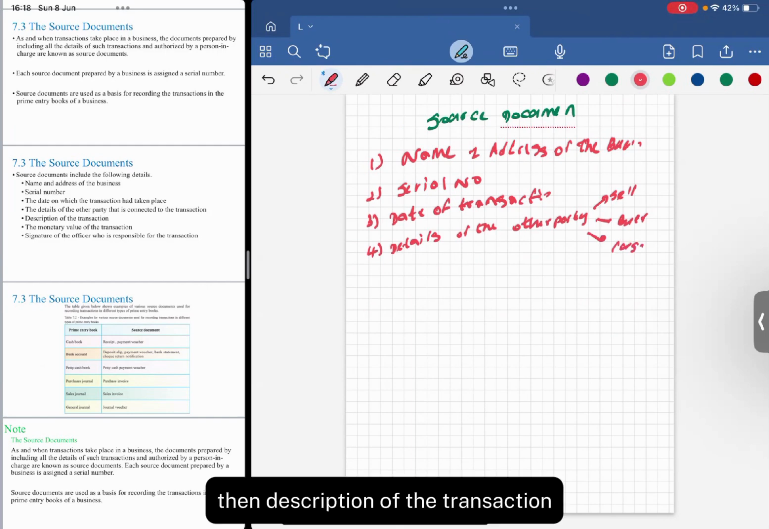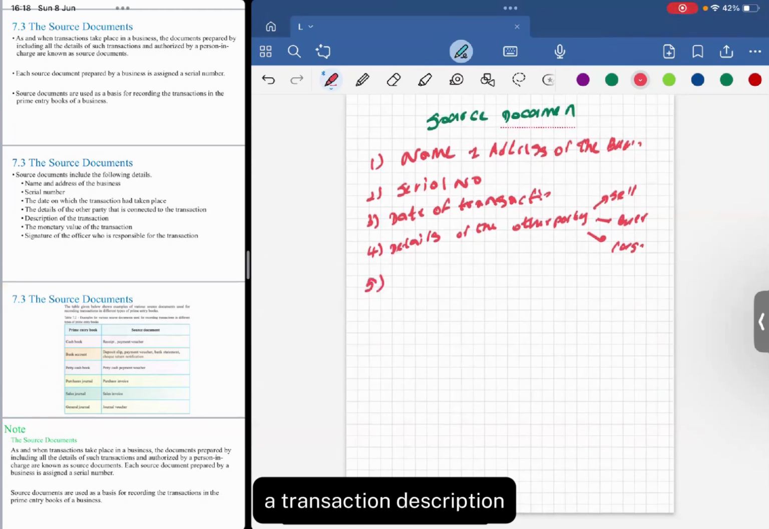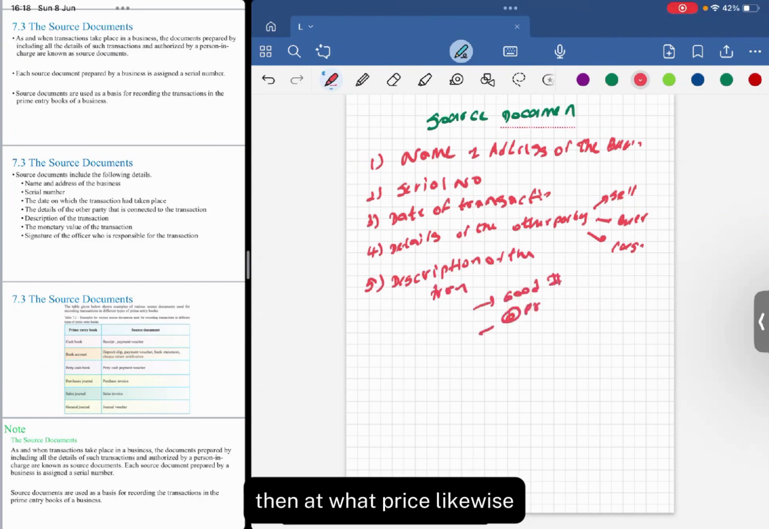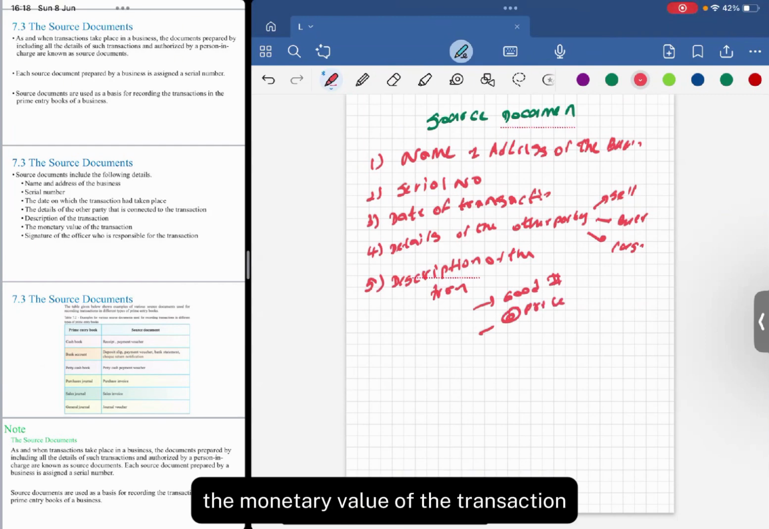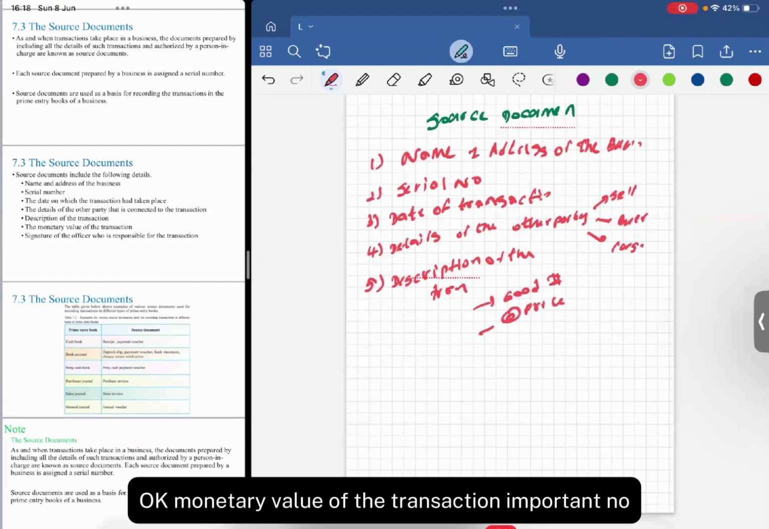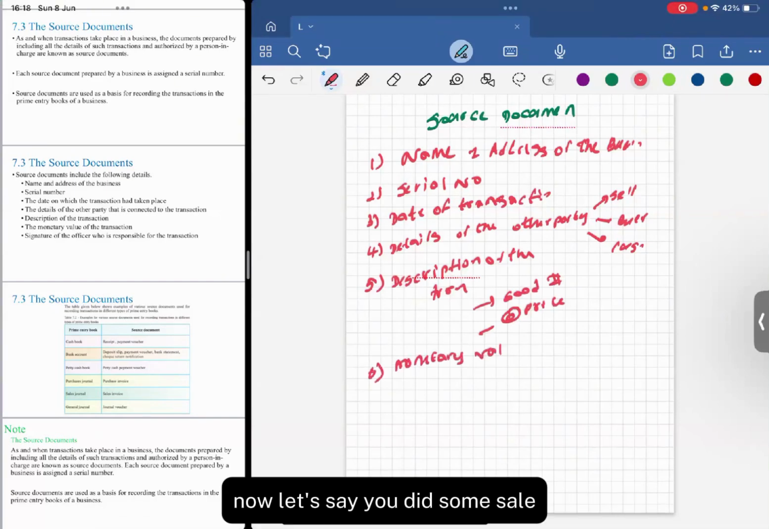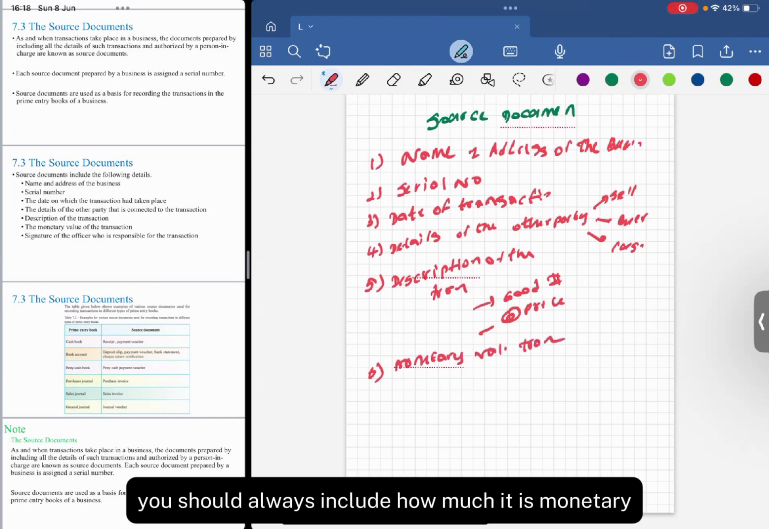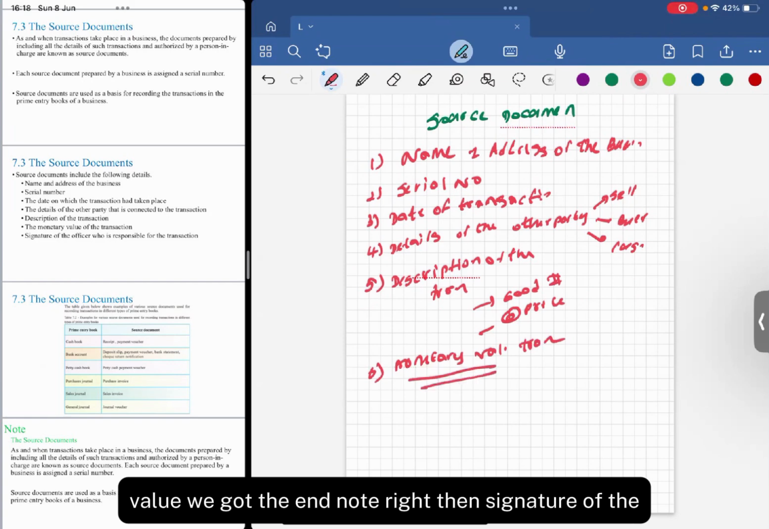Then the description of the transaction. You can write how many goods were sold, the number, and at what price. Likewise, the description of the transaction. Then the monetary value of the transaction. Important, no? Now let's say you did some sale. You should always include how much it is, the monetary value.